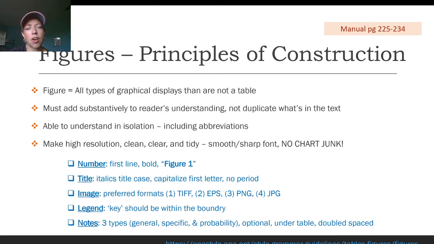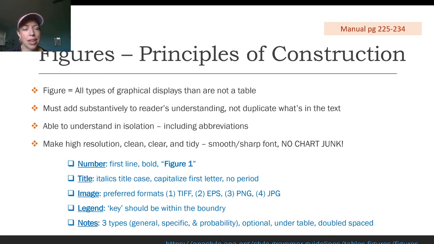So figures are almost exactly the same as tables, where we have a bold figure 1, and then the italicized title with no period at the end, capitalizing the first letters. So that is consistent. This is different than the 6th edition. We have our image itself, which can be various formats. Different journal articles have different specifications on what they will and will not accept for the type of figure. So check out the author specifications for the journal you're targeting.